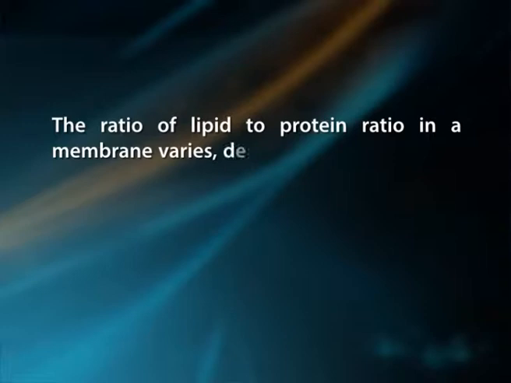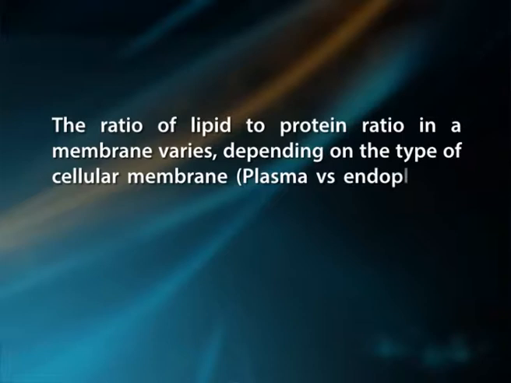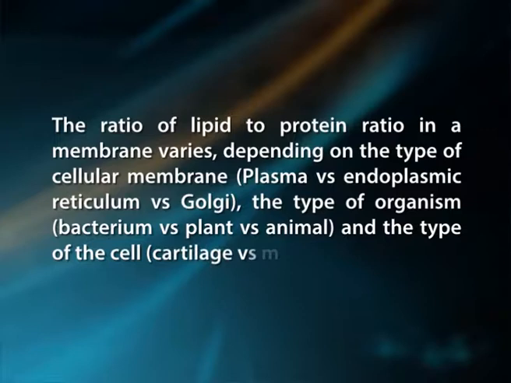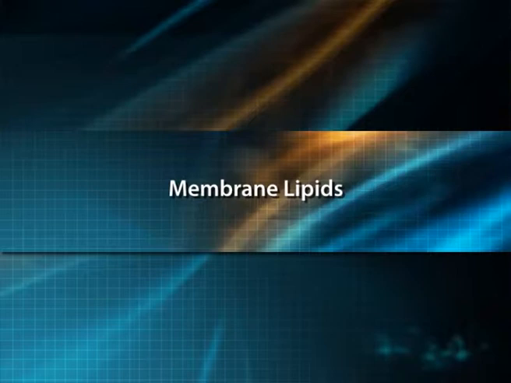The lipid to protein ratio in a membrane varies depending on the type of cellular membrane: plasma membrane versus endoplasmic reticulum versus Golgi; the type of organism, that is bacterium versus plant versus animal; and the type of cell, cartilage versus muscle versus liver. Membrane lipids. Membranes contain a wide diversity of lipids, all of which are amphipathic, that is, they contain both hydrophilic and hydrophobic regions.